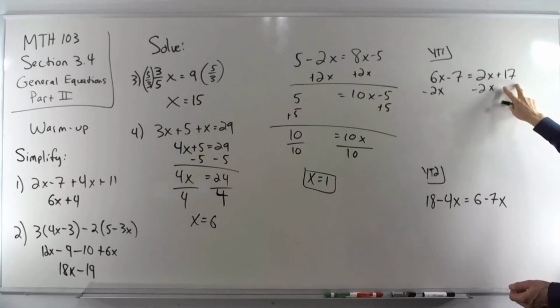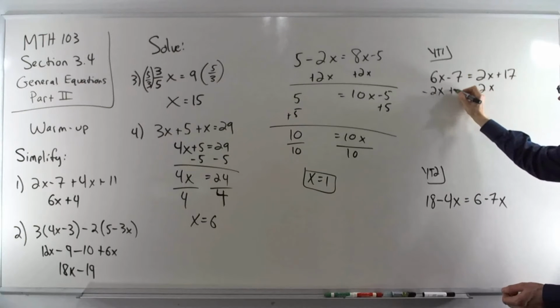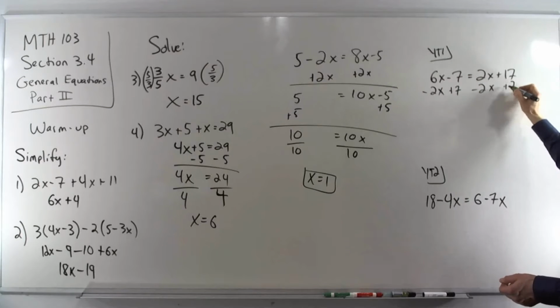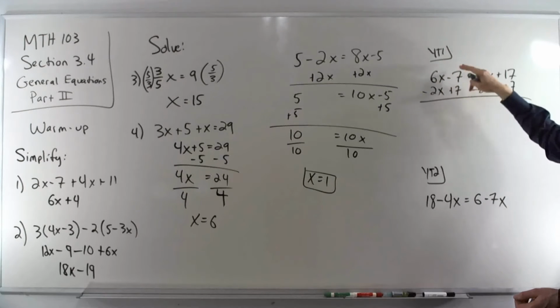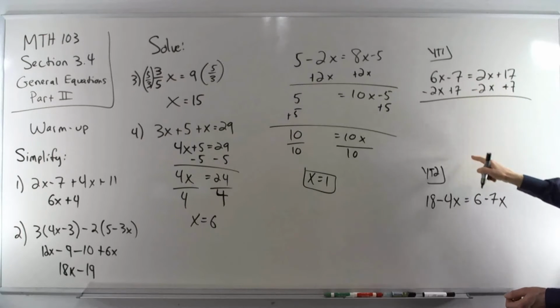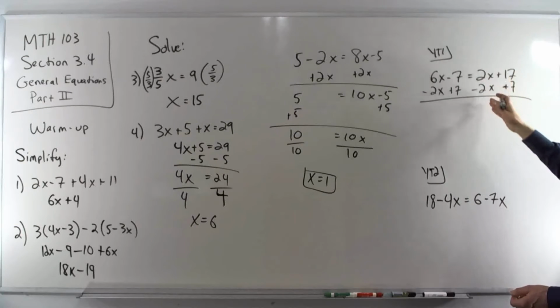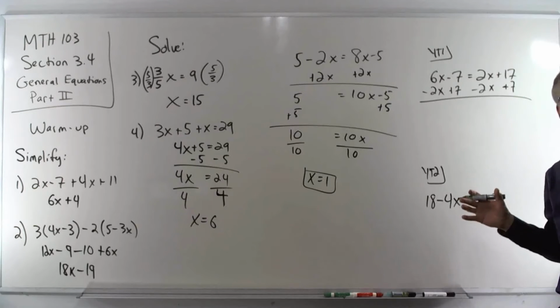So I'm moving all the x's to the left. It means I want to move all the numbers to the right. So I can add 7 here and add 7 here. Notice I've got things all lined up nicely in columns. So I've got x terms over x terms, numbers over numbers. The equal sign is going to stay in its column there. If you keep things organized like this, when things get more complex, you'll be able to keep things straight.